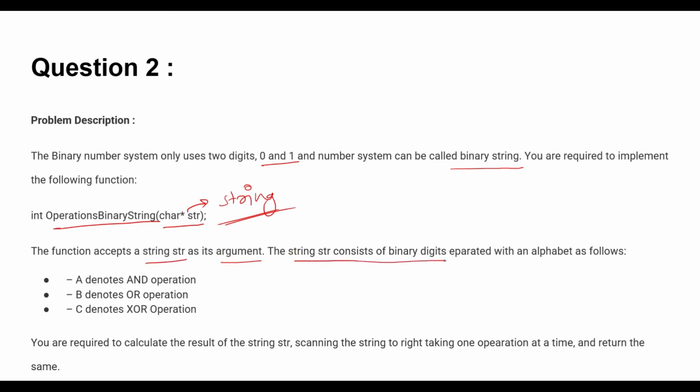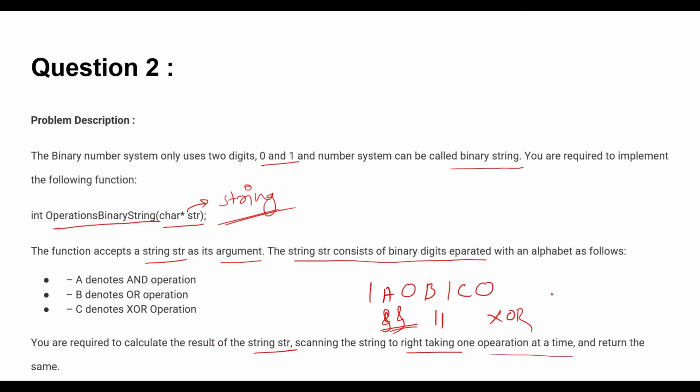The string consists of binary digits interleaved with alphabets as follows. The string will have binary digits like 1010, and in between they will have alphabets like A, B, C. A denotes AND, B denotes OR, and C denotes XOR. You are required to calculate the result of the string, scanning the string to the right, one operation at a time, and return it.